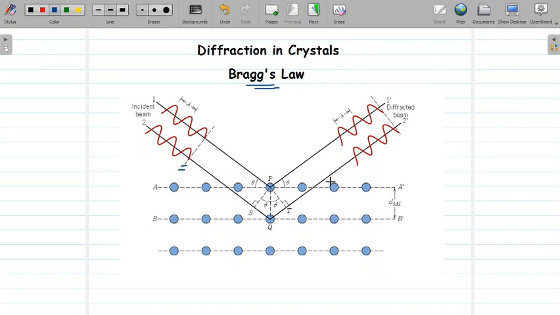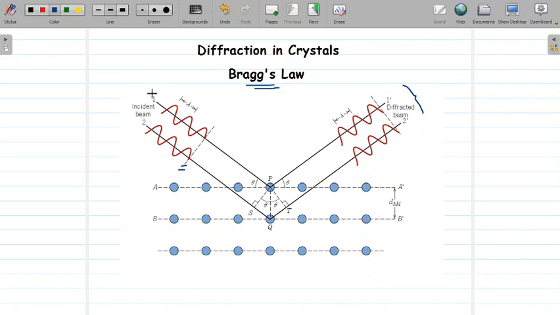And the diffraction pattern that we obtain from the crystal will give us a very good idea about the crystal structure and its interplanar spacing. In this session, we will be deriving Bragg's law for diffraction in a crystal.